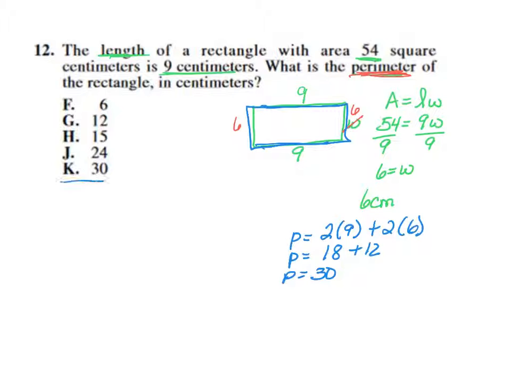So again, be careful when you first get your first answer. They typically will have that over here, but remember, that's not our answer, because they ask us what the perimeter is, not just what the width is.